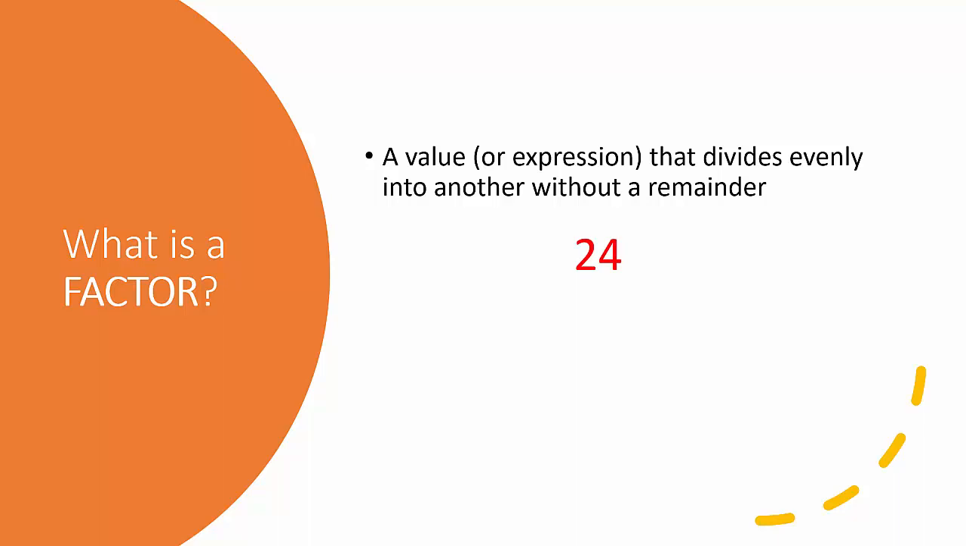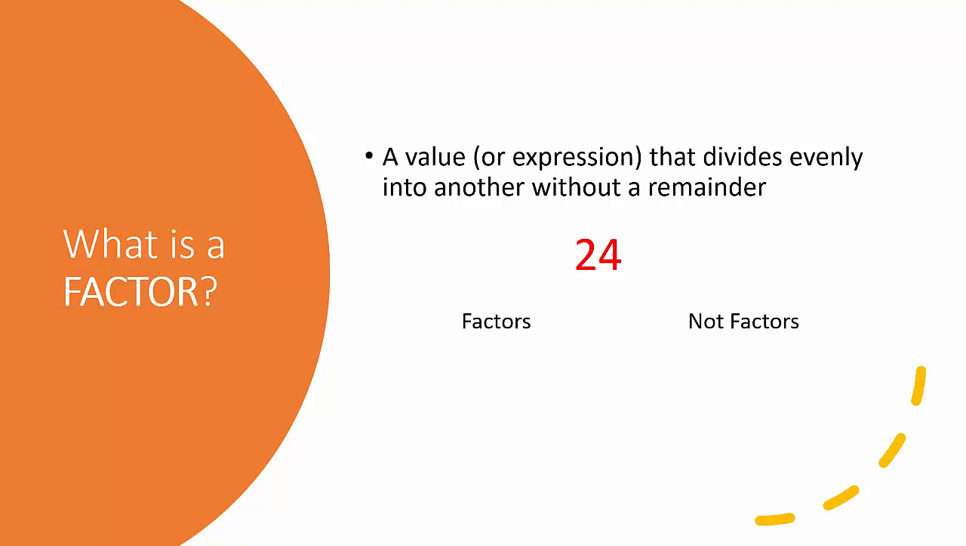Let's take the integer 24. Can you think of values that divide evenly into the number 24? Well, you might start randomly thinking of them. My suggestion is that you always start low and work your way up. So let's think of some things that are factors as well as things that are not factors.